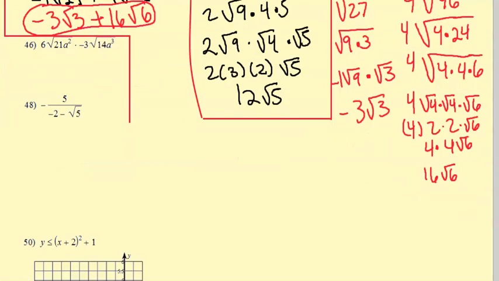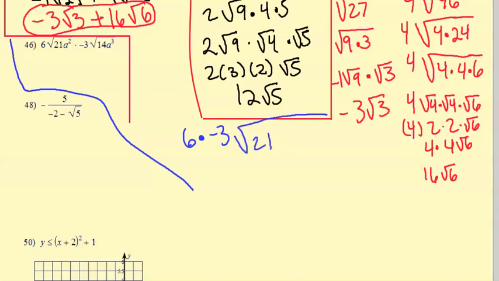Let's look at 46. We have 6 square root of 21a squared times negative 3 square root of 14a cubed. So what you want to do is multiply the numbers together. We'll do this in blue. So we have 6 times negative 3, and then we have times the square root of 21 times 14 times a squared times a cubed. From your law of exponents from Algebra 1, we know that a squared times a cubed is a to the 2 plus 3 power.